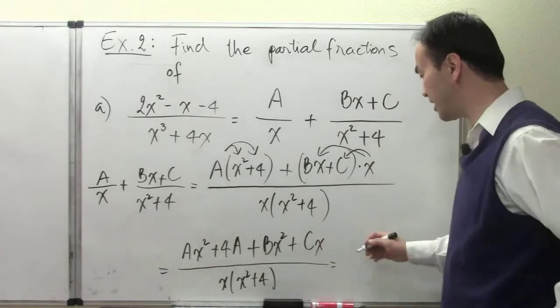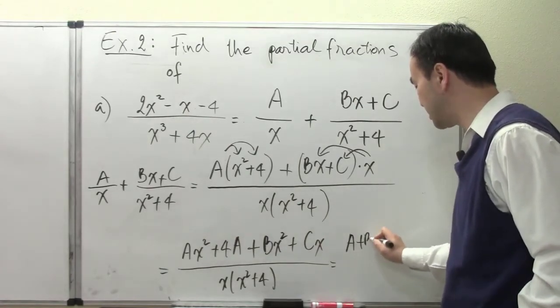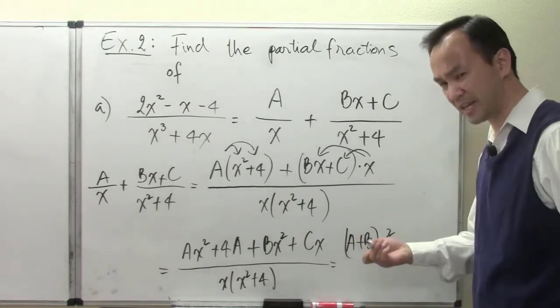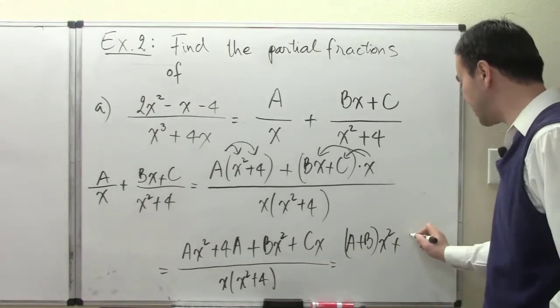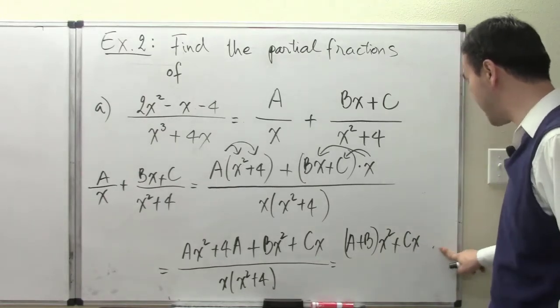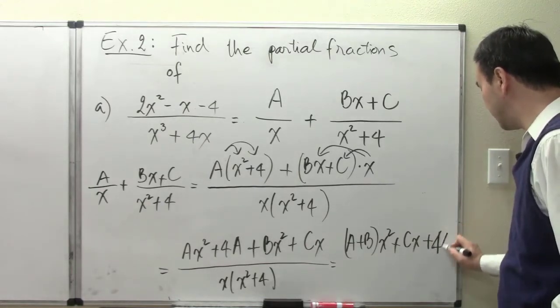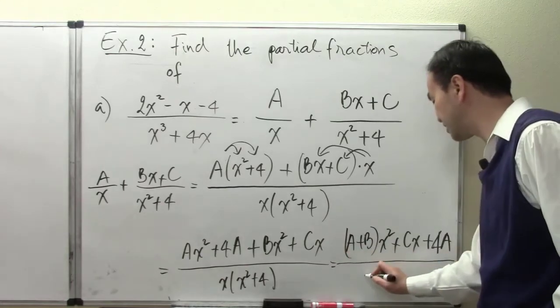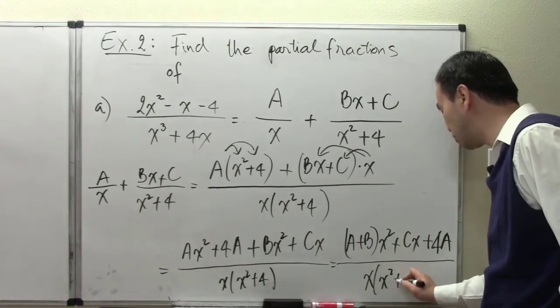So now I can rewrite my expression as follows. I'm looking at a plus b times x squared, that's my x squared term. And then I'm looking at cx as my x term, and plus 4a as my constant term. And all of that is divided by x in product with x squared plus 4.